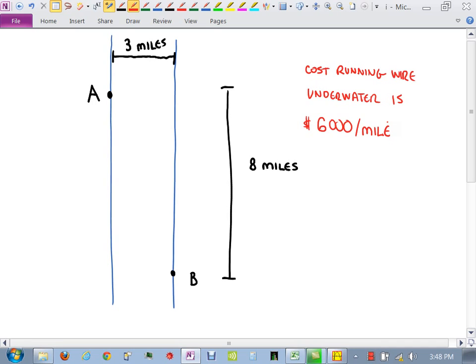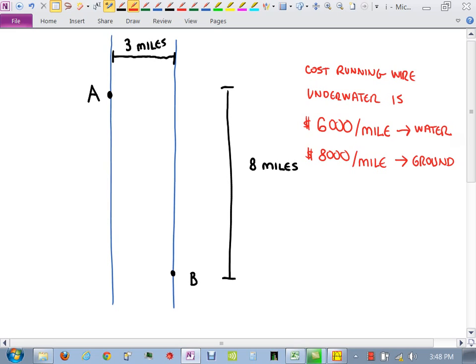Now, when we get to the ground part, trying to do it on the ground, we run into more cost because we have to actually excavate, dig, bury. Okay, so it's a little more expensive if you want to run it along the ground. So it's $8,000 per mile to do it in the ground. Everyone understand the scenario? So underwater, it's $6,000 a mile. If I go on the ground, it's $8,000 a mile.